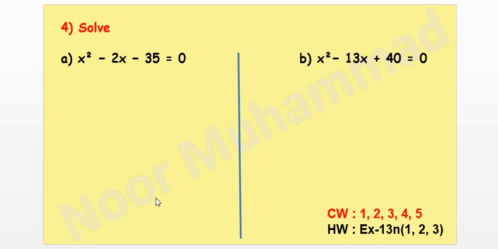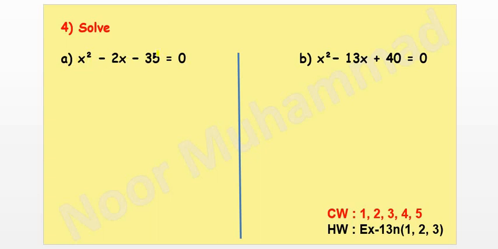Okay, let's solve some more questions now. Here, now you have to do it. Look at this. First of all, you have to check, is the equation in the standard form? Yes, in both A and B parts the equations are in the standard form. Then check what method we can use to factorize it.